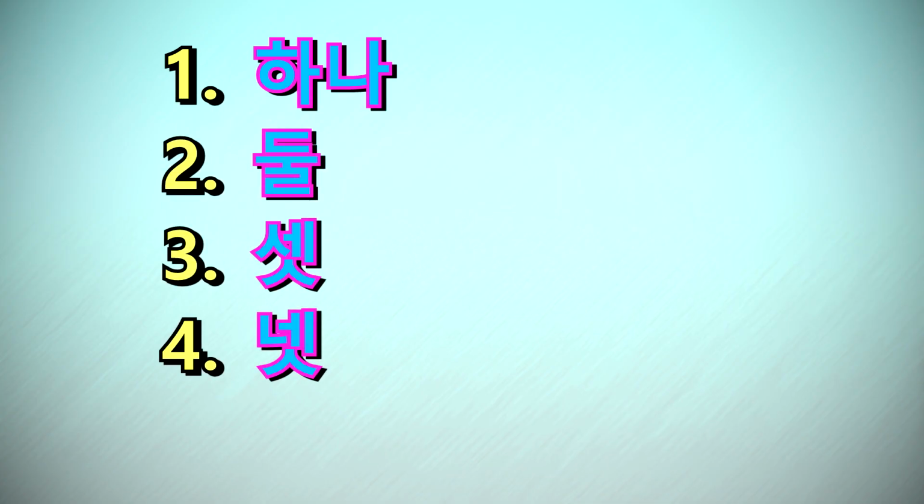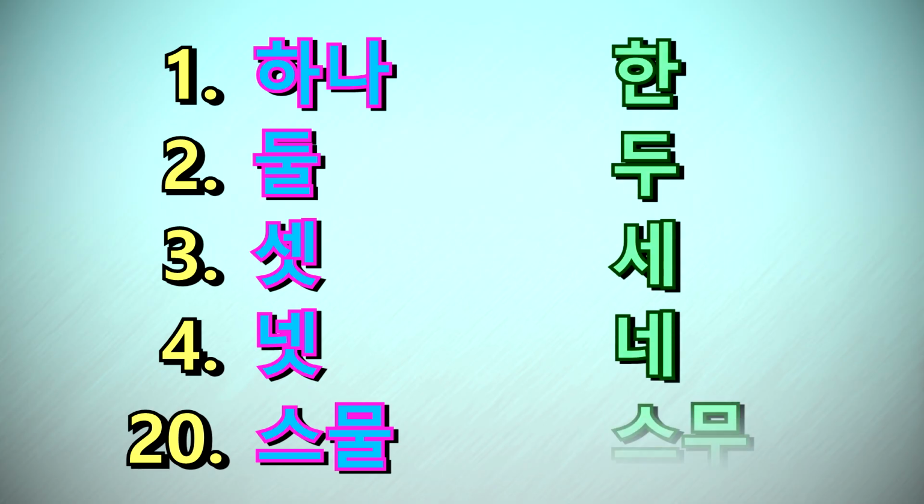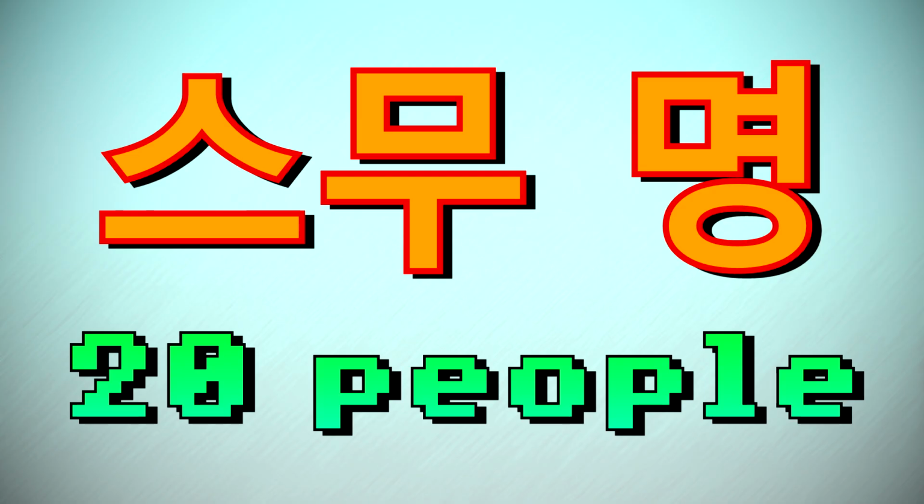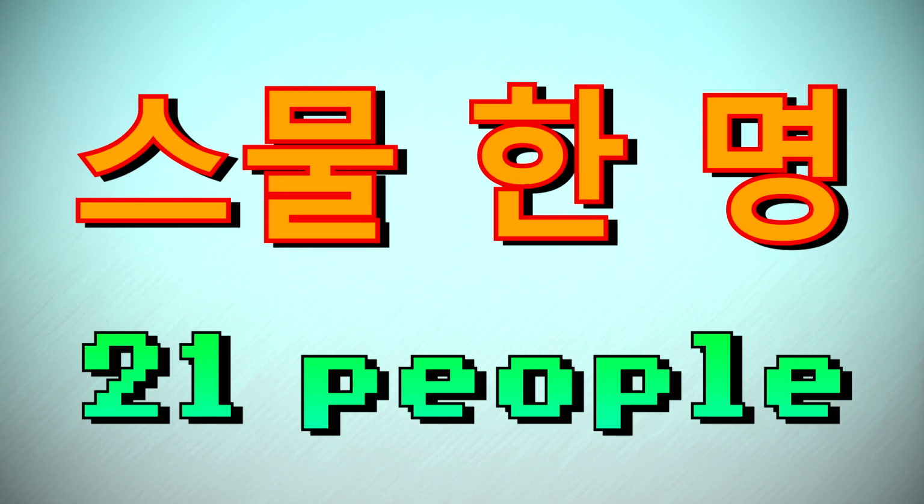This isn't only for the number 1, but also the numbers 1 through 4 and the number 20 in the pure Korean number system. Here are those numbers. 하나 becomes 한, 둘 becomes 두, 셋 becomes 세, and 넷 becomes 네. Note that 스무 is only when it's just 20. So 20 people would be 스무 명, but 21 again becomes 스물한 명.